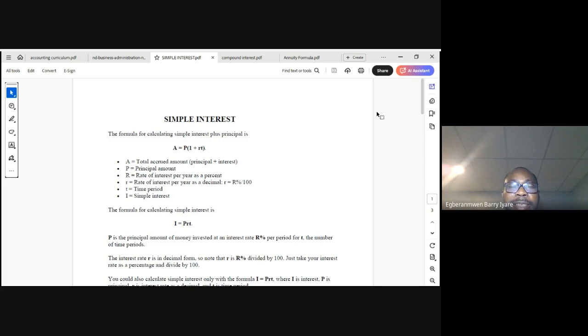Is it 2 years, 3 years, or months? It can be 6 months, it can be 7 months, or days. It can be 200 days. It can be 300 days. It depends. So it can be given in years, it can be given in months, it can also be given in days. That is the time. Then the rate of interest. Is it 5%, 10%, 50%, or even 2%?